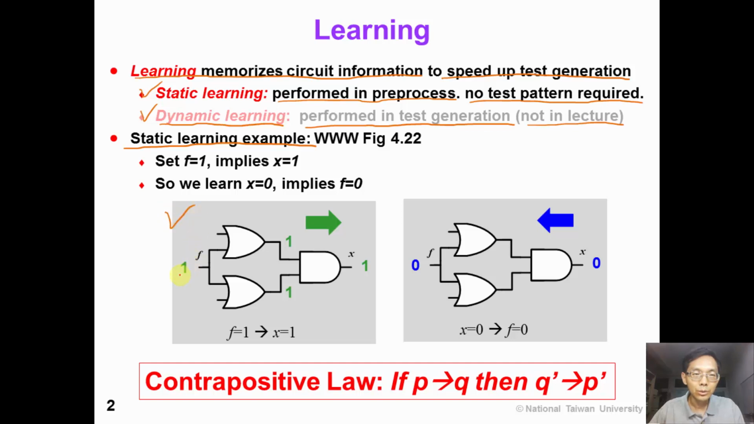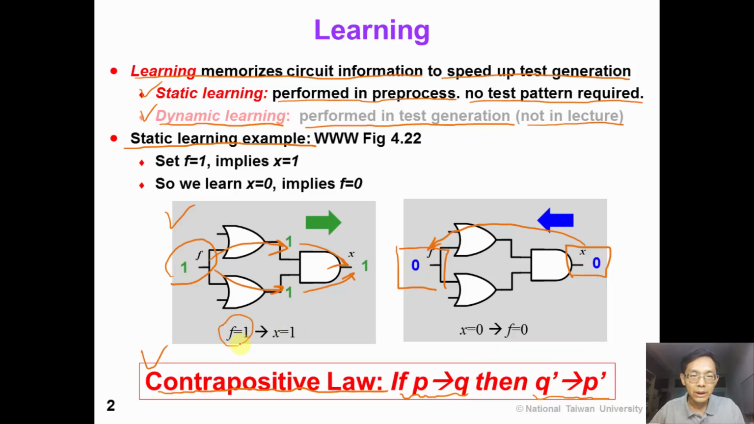Given this circuit, suppose we set f to 1 and we apply forward implication. We would get x equal to 1. We know this very well. However, if we apply the contrapositive law, we can also learn that in the backward direction, if x is equal to 0, then f must be equal to 0. This is because the contrapositive law states that if P implies Q, then Q prime implies P prime.